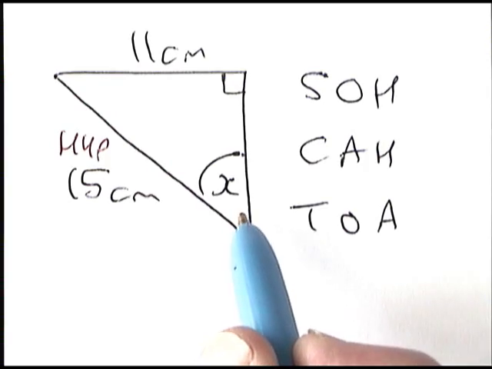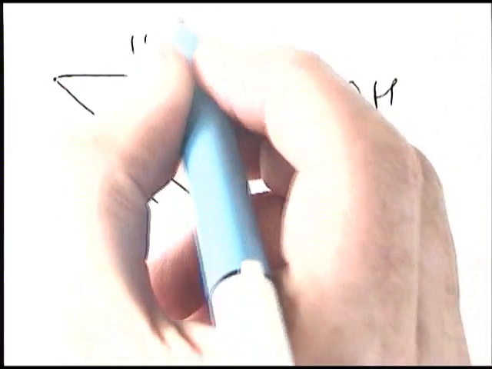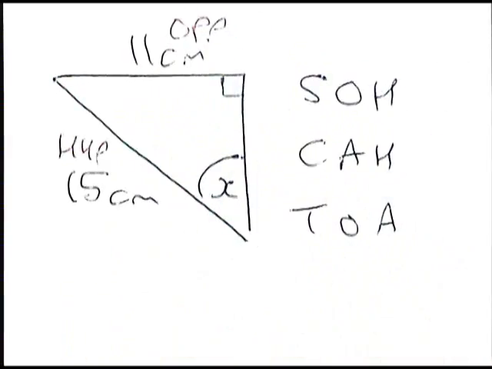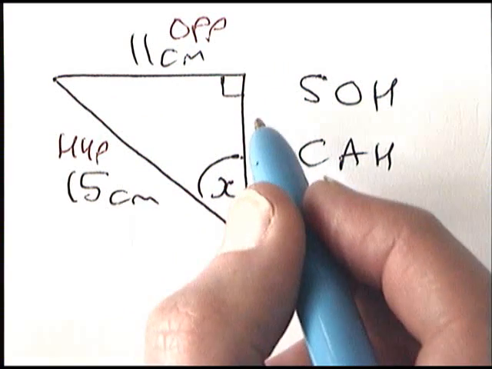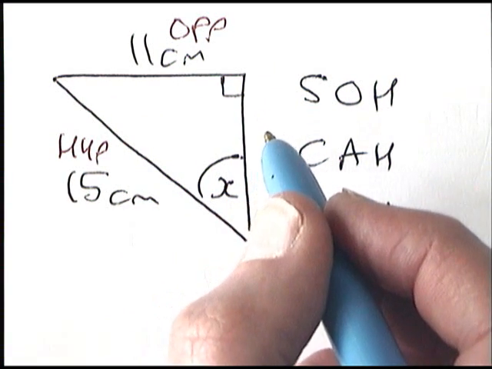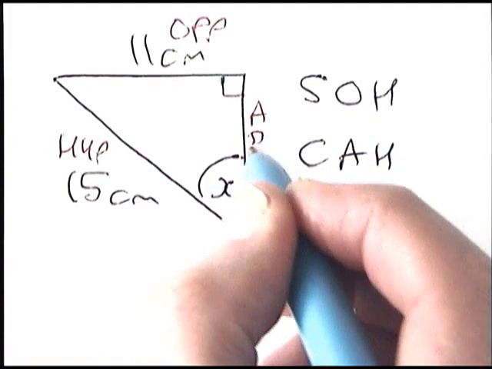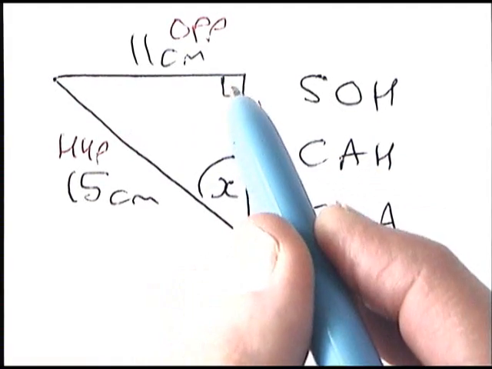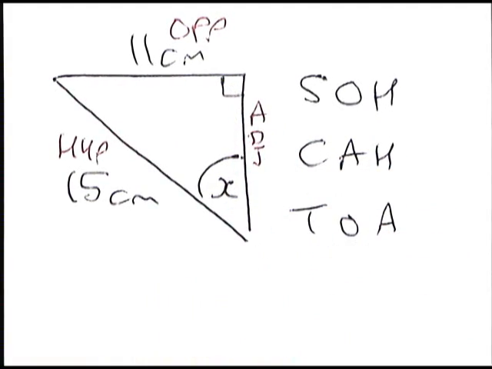Wherever your angle is, the side opposite it is the opposite, so the side up here will be the opposite. This side over here has got to be the other one, the adjacent. You need to label that one the adjacent. It's always the side between the right angle and the angle.